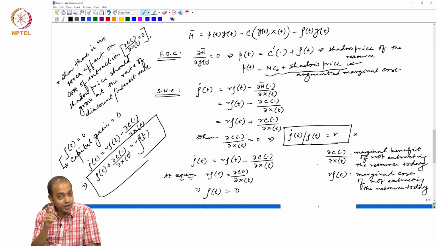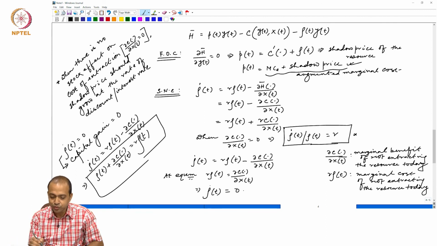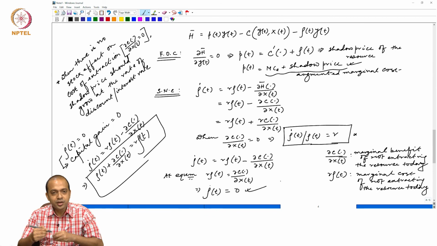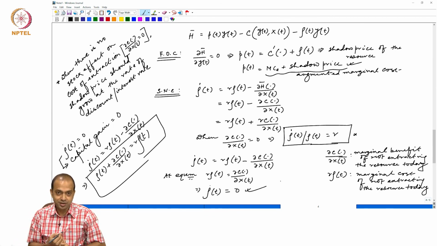But if you do not extract the resource today, there is a cost also. What is the cost? You will lose some amount of interest which you could have earned by extracting the resource today and keeping the money in the bank. And what is that amount? r into rho t. That is the marginal cost of not extracting the resource today. At equilibrium these two are equal, and that makes rho dot t equal to 0. So, the resource owner is indifferent when there is no capital gain.